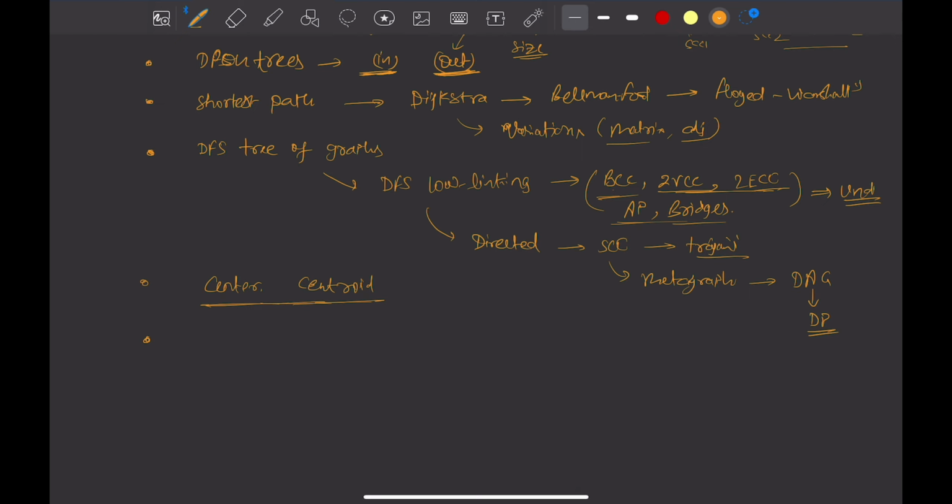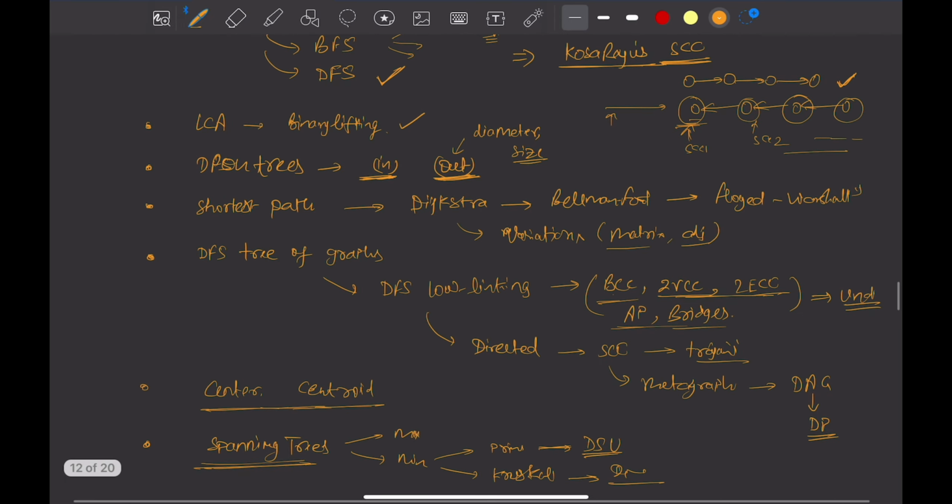I think the only major thing remaining is the spanning trees. The spanning tree can be maximum spanning tree, minimum spanning tree. For minimum we have the Prim's, and for Kruskal is similar to Dijkstra, and Prim's, for Prim's we need to use the DSU. Yeah, I think this question I need to do on the spanning tree. Okay, I'll do it next. What else is remaining in graphs?